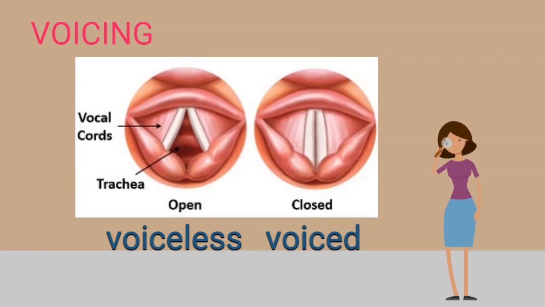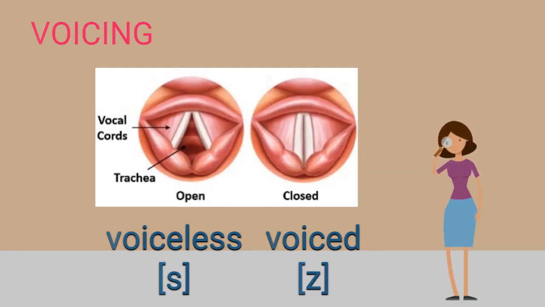Let's try with these two sounds, s and z. S and z. Which one do you feel more vibration? S is the voiceless sound, while z is the voiced sound. This is the first way to distinguish the consonant sound.